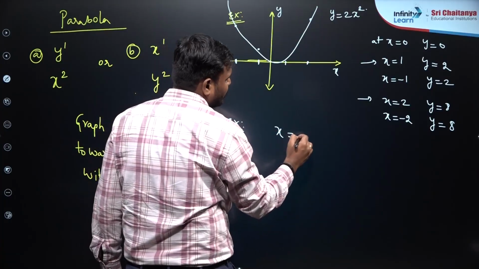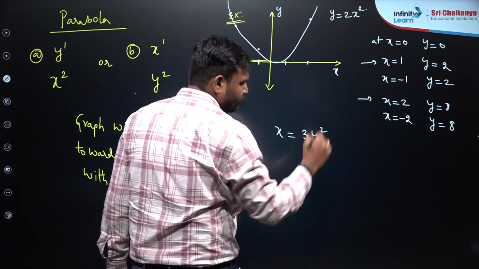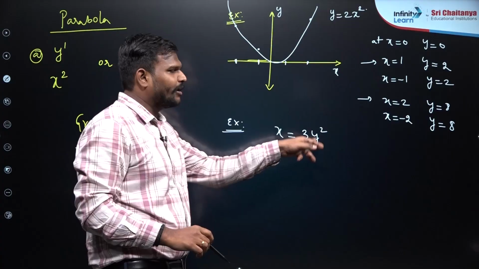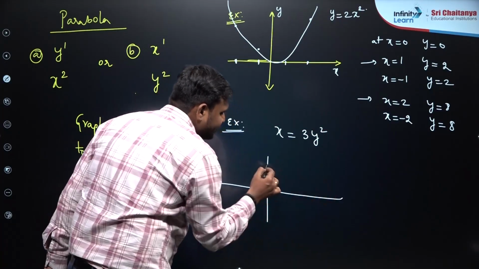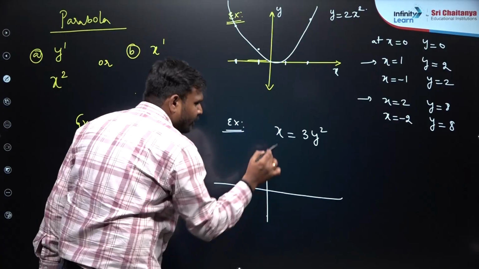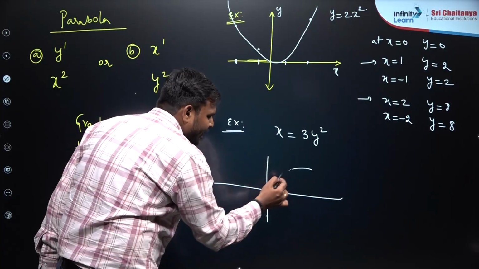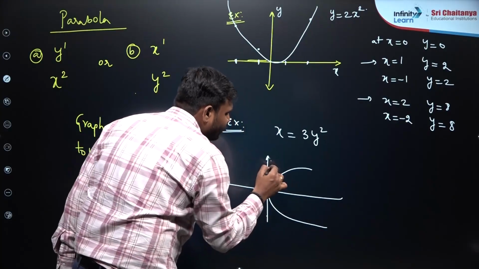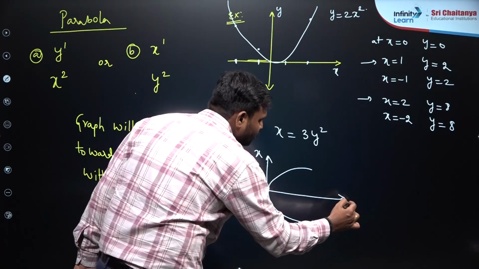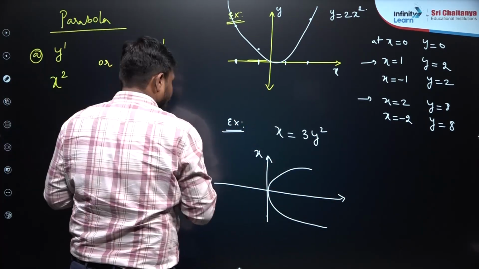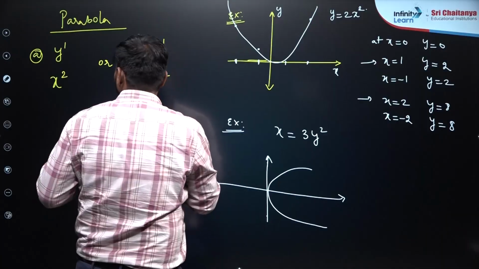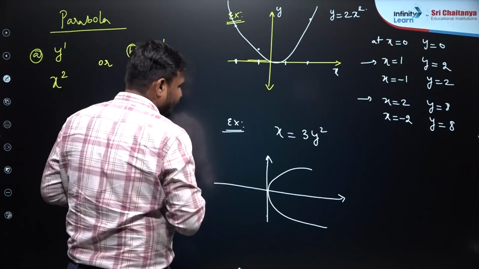If x is equal to 3y square, x power is 1, y power is 2. Now for positive as well as negative values of y, x will be same. So the graph will be turning towards positive x-axis. The graph will be turning towards positive x-axis. Is that clear?